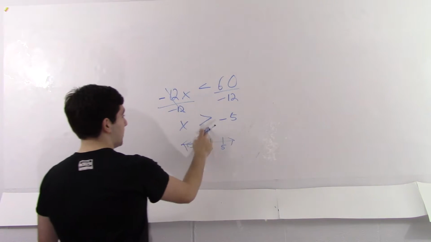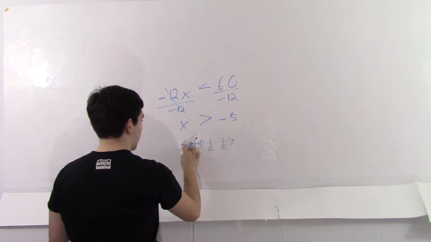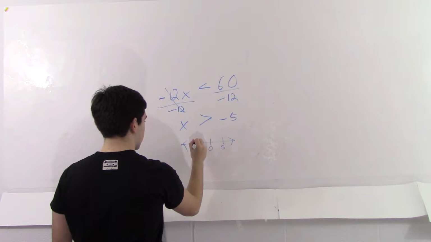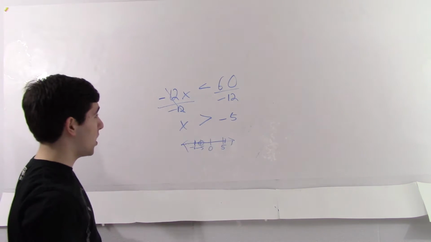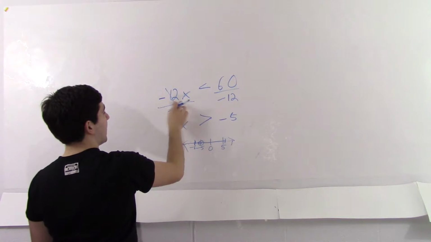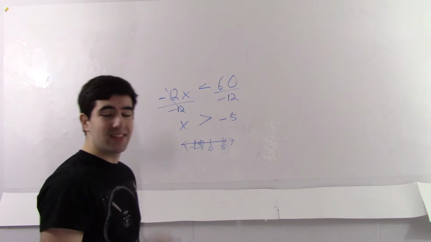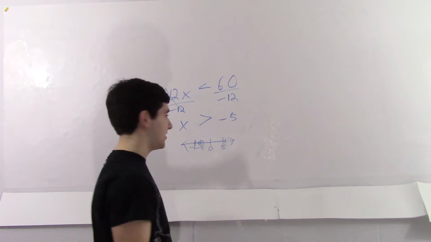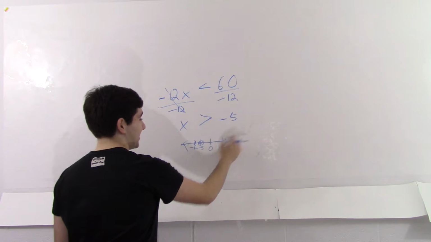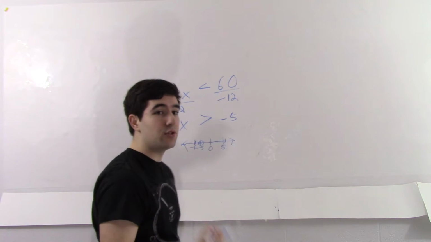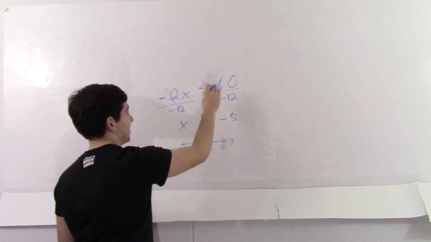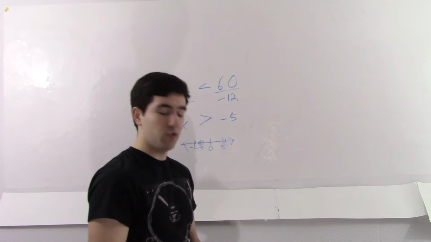But if we apply our rule and we do it the other way, and we go to the right, to the greater than sign, let's plug in any number. Let's say we plug in 1. 1 times negative 12 is less than 60 because negative 12 is less than 60. If we plug in, let's say, 20, 20 times negative 12 is negative 240, which is still less than 60. That's why you do that rule.